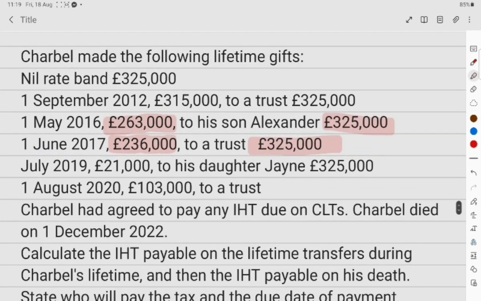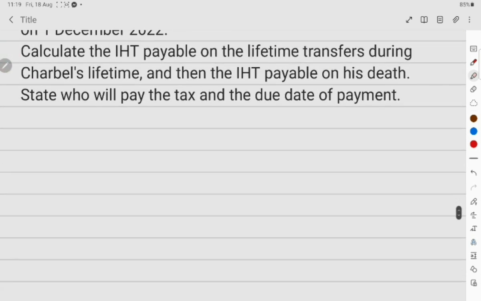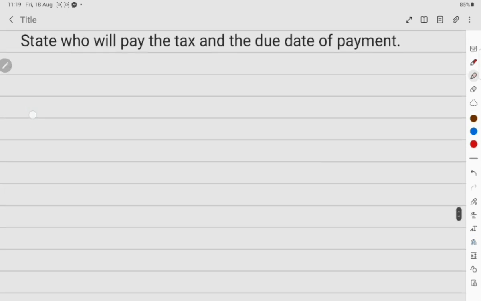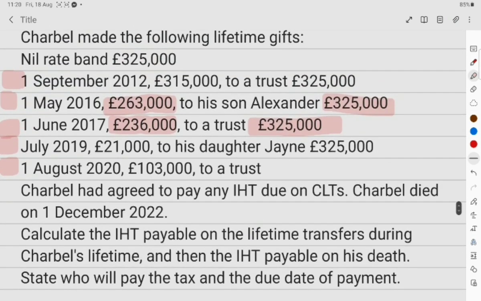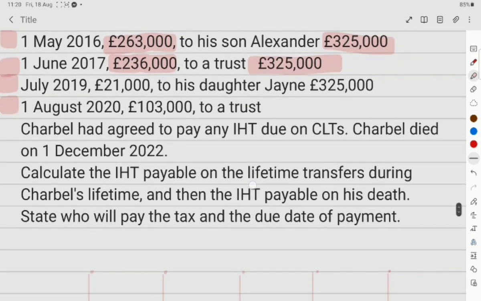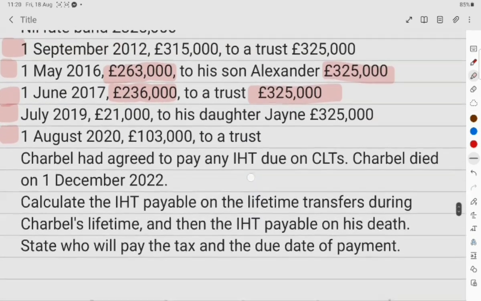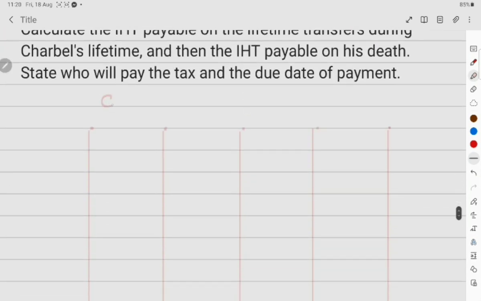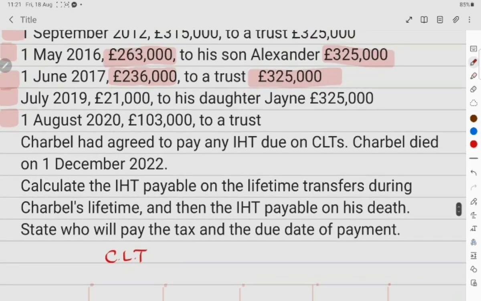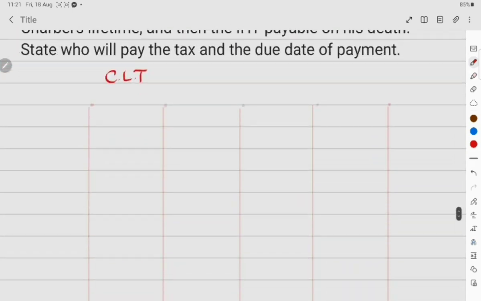And there are now how many gifts? 1, 2, 3, 4, 5. So we have to draw a format for 5 gifts. So first we have to mention the first gift. First gift is on 1st September 2012. The gift is for 3,15,000 to a trust. So it is 1st September 2012. First it is CLT.